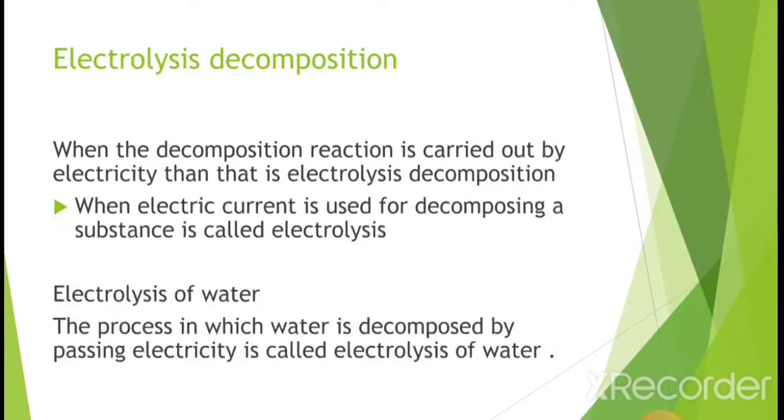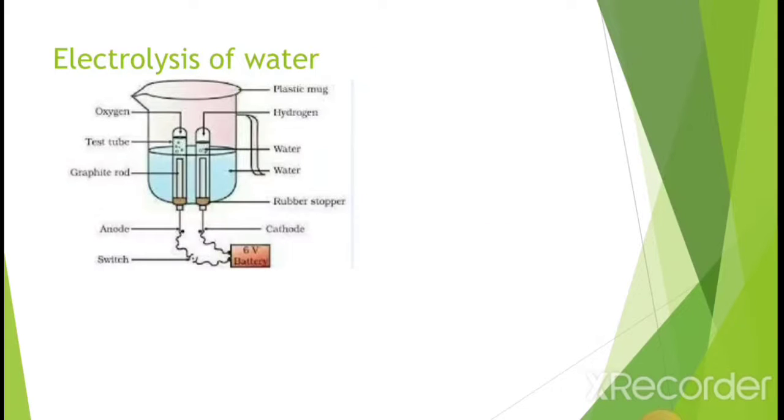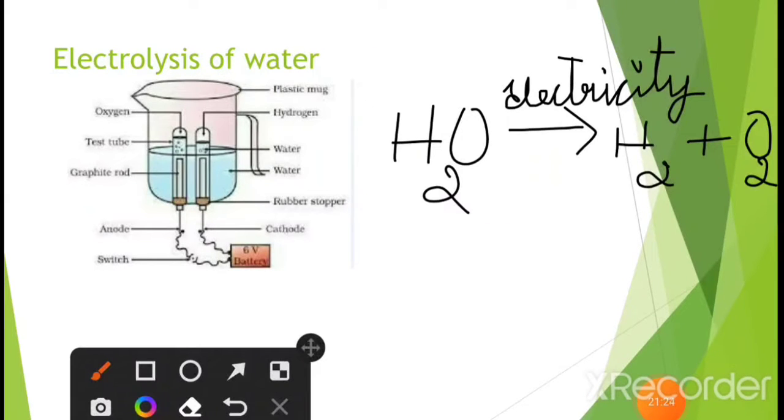Next we learned about electrolysis decomposition. It is when the decomposition reaction is carried out by electricity. Here is one more equation for this, and electrolysis of water I will explain in the next class very clearly, as now I have given a twisting question for you to solve. Water is decomposed by electricity to give hydrogen and oxygen. So above the arrow mark there should be written electricity.